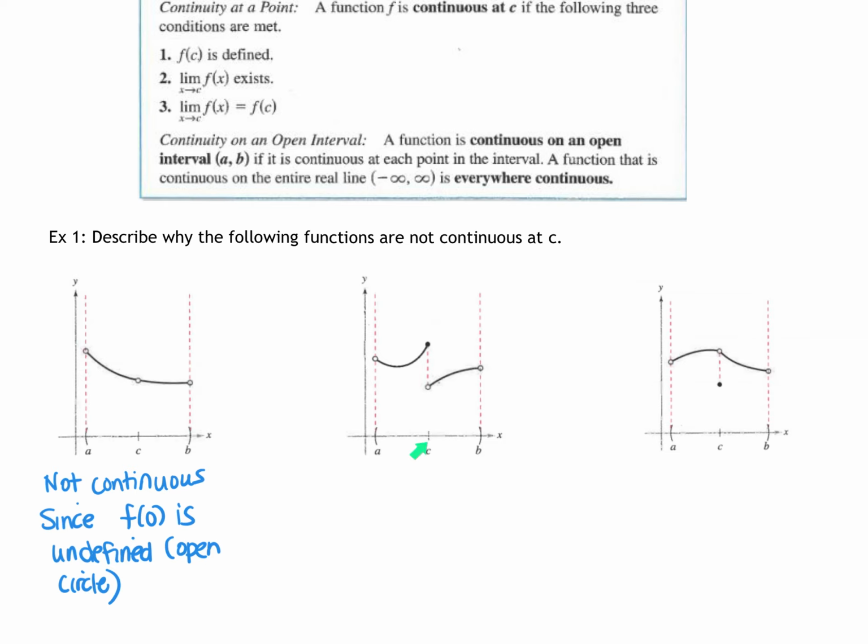Okay, let's try the second one here. So looking at the second one, the first thing I ask myself, is f of c defined? In other words, is there a closed circle somewhere when x equals c? So when x equals c, there's an open circle here, but there is a closed circle here.